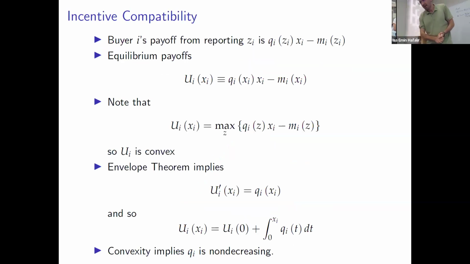Now that we have the revelation principle, we can use it to get a stronger version of the revenue equivalence principle. And then we will also get to the optimal mechanism for selling an item, and that is where we will end our lecture.